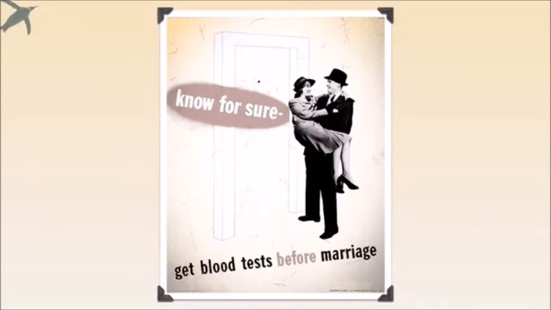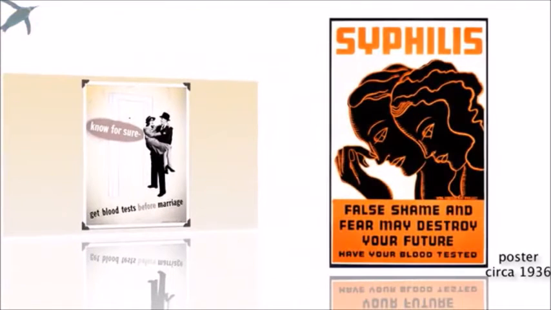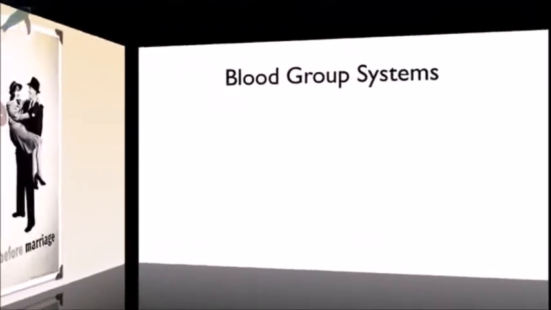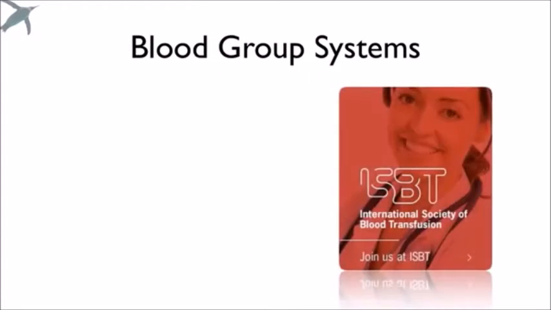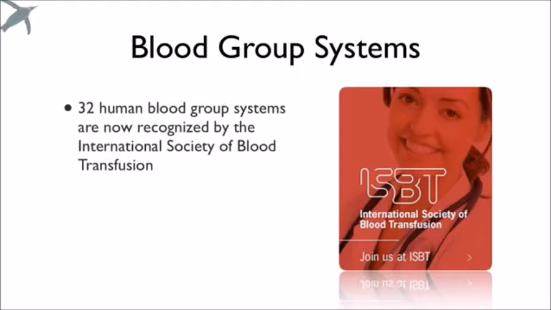In the 1960s and 1970s. In truth, this really didn't have that much to do with blood types as much as it had to do with disease, especially diseases like syphilis. But it accounts for a lot of the confusion. Now, about blood groups, there are many blood groups.